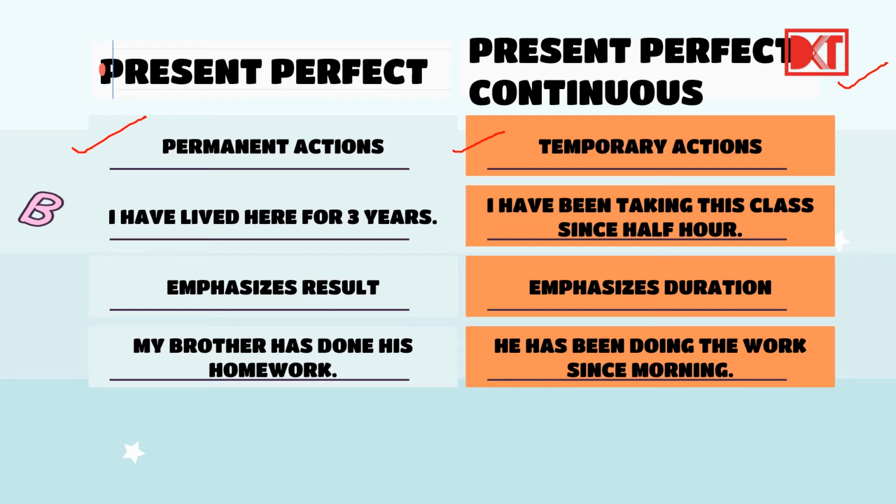Then when we have to emphasize the result, like my brother has done his homework, we're emphasizing the result that he has completed the homework, so we use present perfect. But if we have to emphasize the duration, then we use present perfect continuous, like he has been doing this work since morning. Alright, so this is the broad difference in usage between present perfect and present perfect continuous.